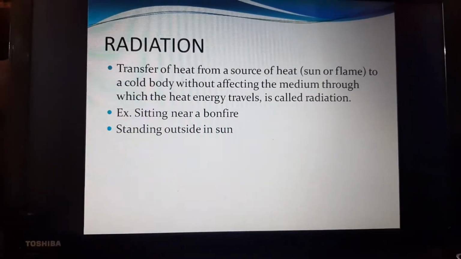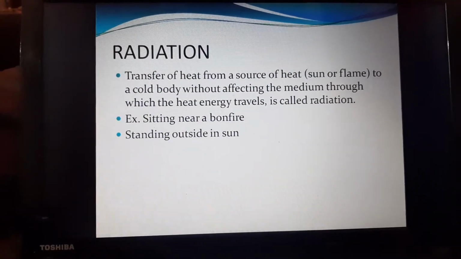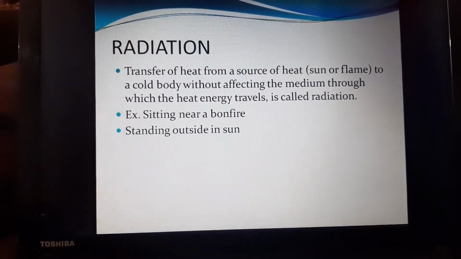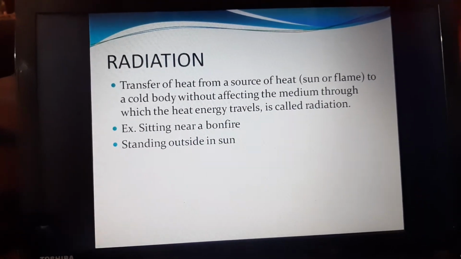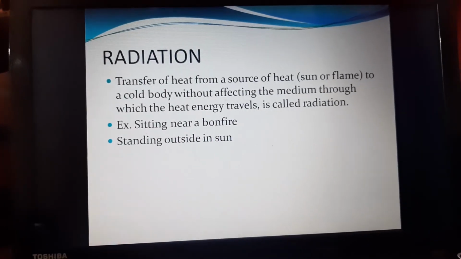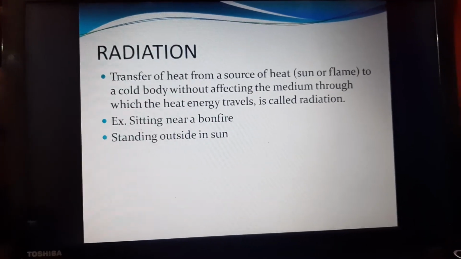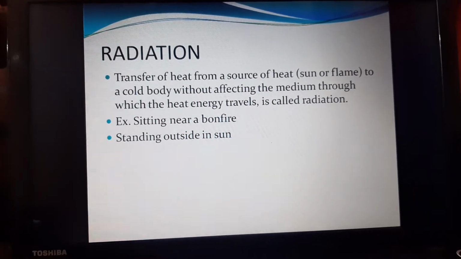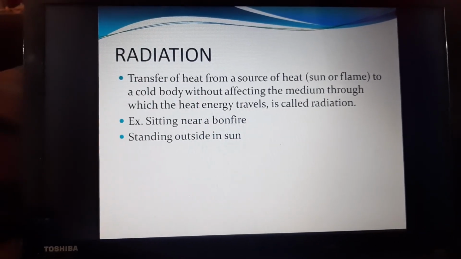Standing outside in the sun. The sun rays which are coming from the sun keep you warm when you stand in the sun. But it does not make that medium also affected. So that type of heat energy transfer is known as radiation.